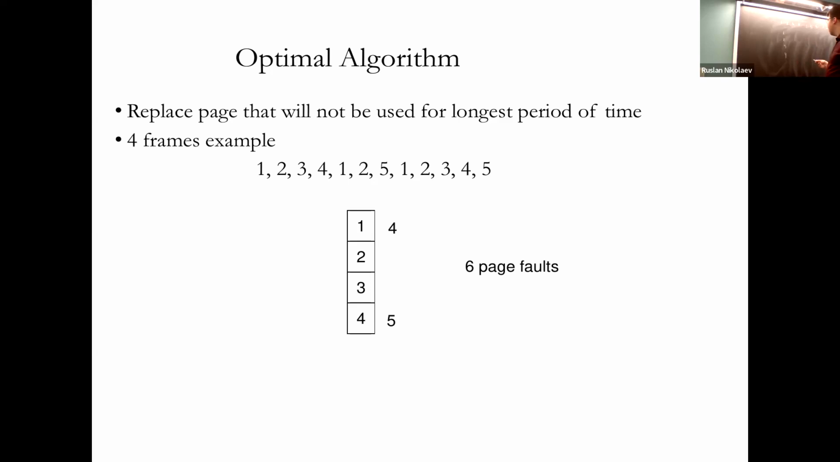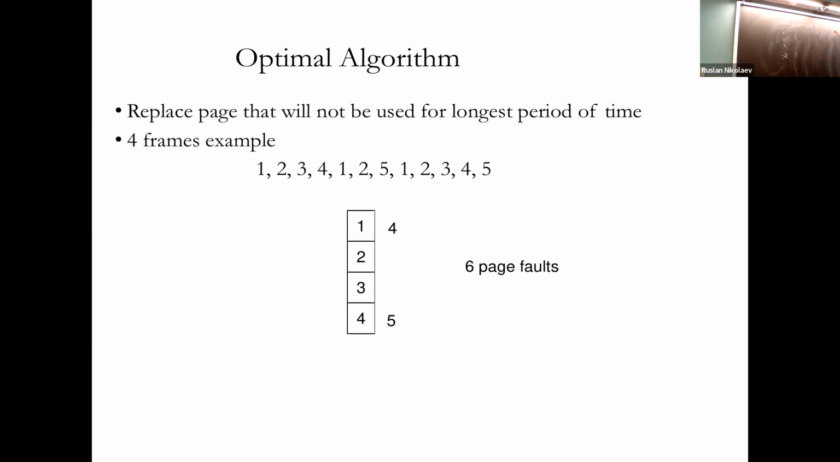So we have to replace some page. Which page will not be used the longest? Yes, 4. Why is it 4? Because if I replace 1, that's going to be bad because it's going to be next. 2 is going to be used right away, and 3 also. But 4 seems to be the longest. So 4 is going to be replaced with 5. Now I have 5 page faults already.